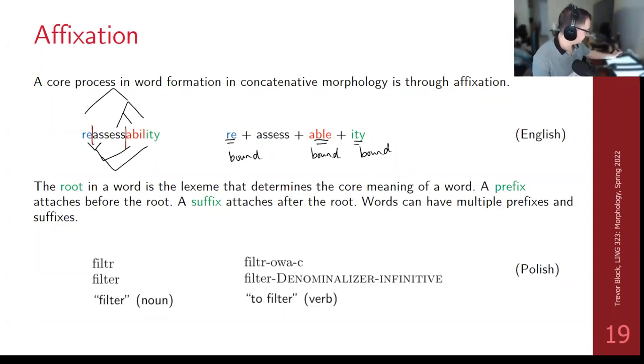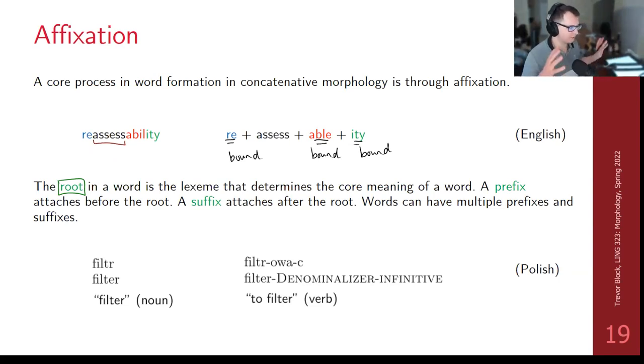So here's some terminology. We say that the root in a word is the lexeme that gives the core meaning of a word. So in reaccessibility, the core meaning here is the word assess. Like, that's the action, assess. And when we add prefixes and suffixes, we can change the meaning of that root, but there's still some resemblance to that initial root. So reassess is to assess again. Accessible means it is able to be assessed. So all of those have some meaning of assessment. Is that a word? I don't know.